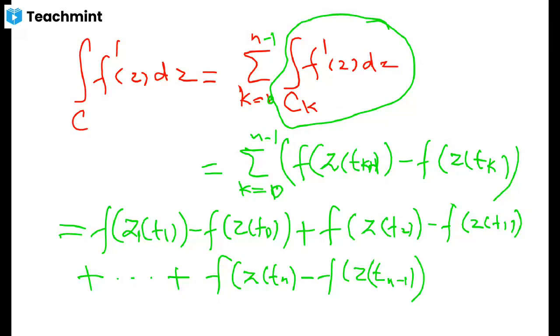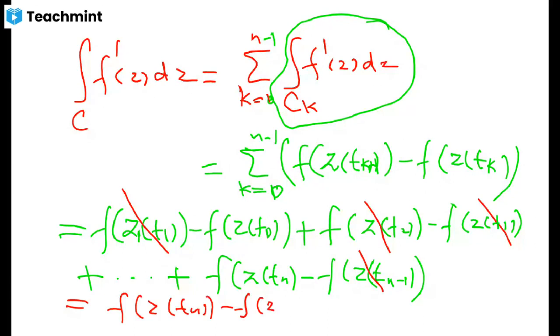Then what's happening? Look at this, things are getting cancelled here. You have this cancelled out with this term, and in this way everything gets cancelled out. What will you be left with? Only f of z of Tn minus f of z of T naught. And what is z of Tn? Tn is b, so z of Tn is the terminal point, and T naught is a, so z of a is the initial point. So we get f of the terminal point minus f of the initial point, and this is what we had to prove. So let me stop here, and if you have any query, please ask me.